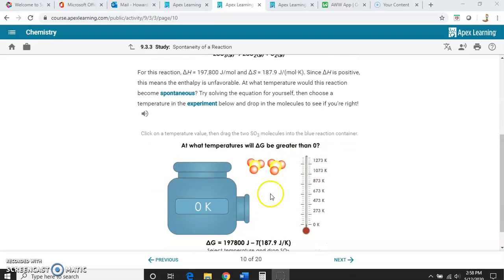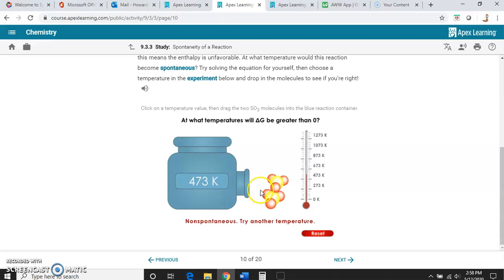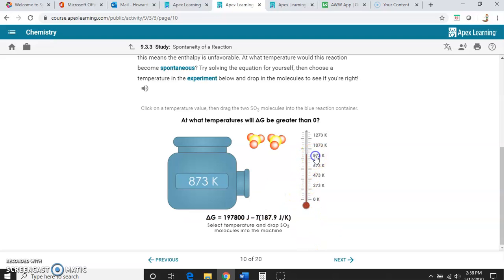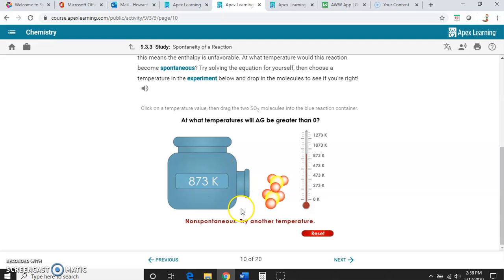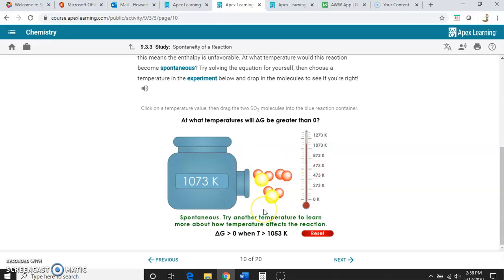Down here you have a little interactive opportunity in which it has you play around. It says, at what temperatures will the change of G be greater than 0? So if I guessed, let's click 473. Then you can drag them in here. Oh, non-spontaneous. You're going to work and guess around. Maybe a higher temperature will cause it to happen on its own. So if I click 873, put those in there, non-spontaneous again. Let's see. Oh, there it is.